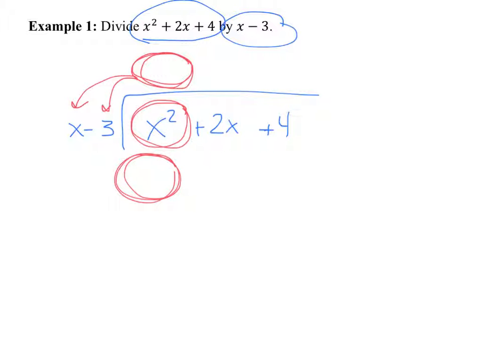x. Put an x up there for a second. Multiply x times x minus 3. What do you get? x squared minus 3x. I get x squared when I multiply x times x. Then I take the x multiplied by negative 3, giving me negative 3x. I line up my degrees. Squareds are here, linears are here.